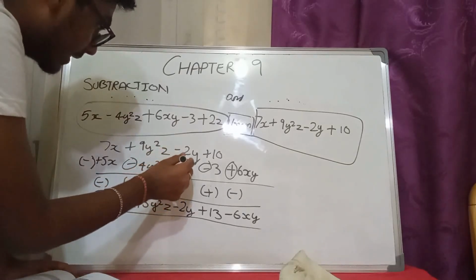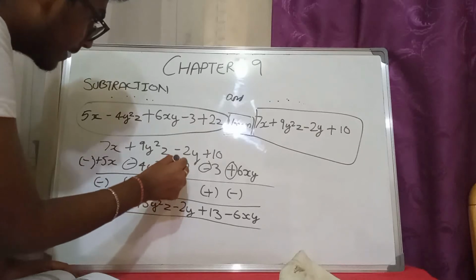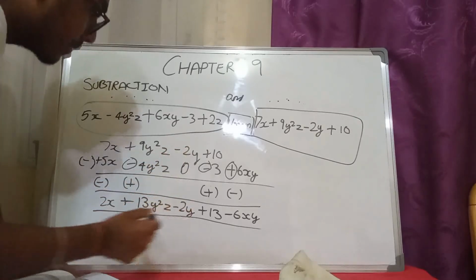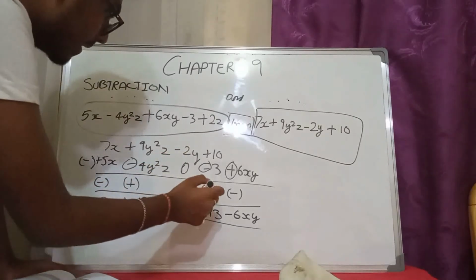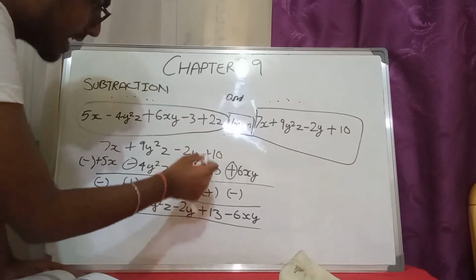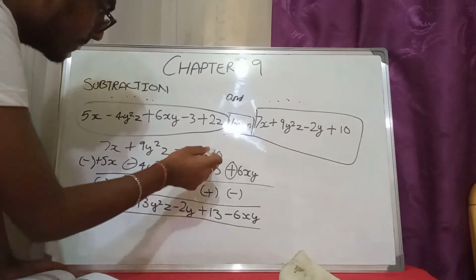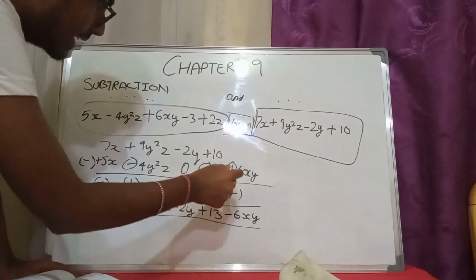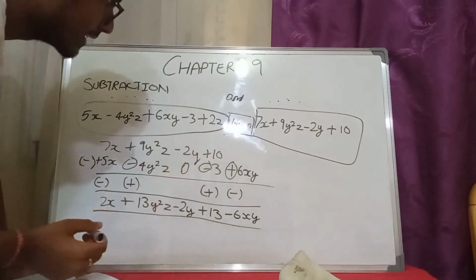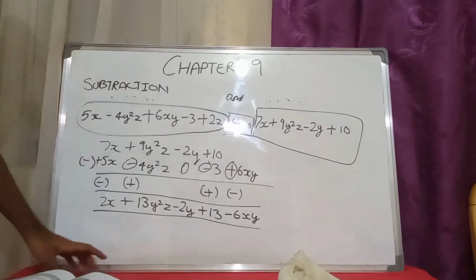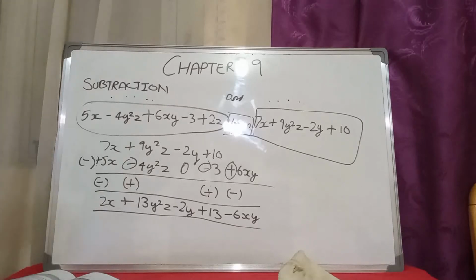Here there is nothing there, there is 0. So then it will just normally come down as we have seen, negative 2y. Here again it's the same sign, so we'll just add them. So it becomes 13, and here the sign changes, but it doesn't have any like terms, so it'll just come down simply, negative 6xy. So thank you.